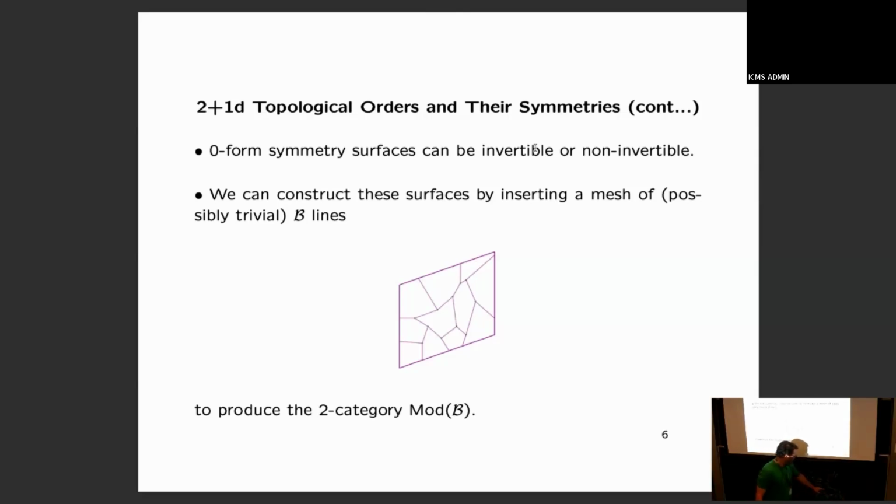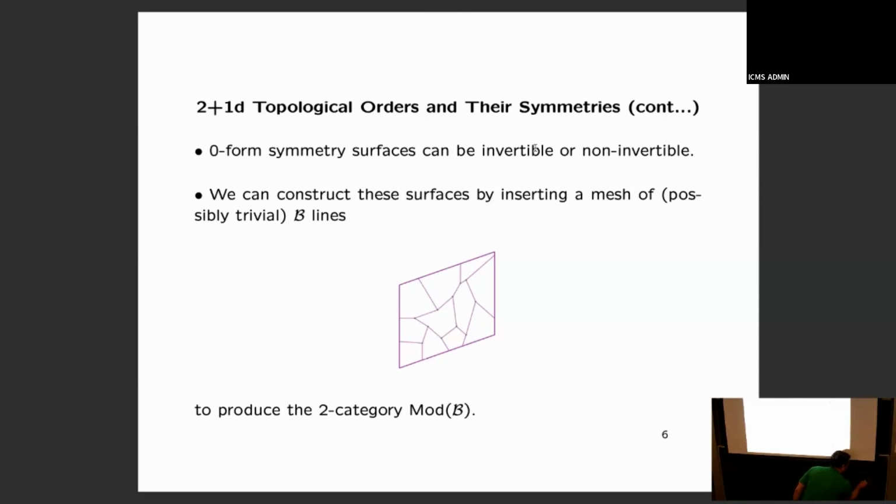Well, there's no surface. SE is the same as its orientation reversal. When you multiply these two surfaces together, you get just the trivial surface. So in this sense, it's not invertible, both with respect to the fusion and also with respect to the action on lines.